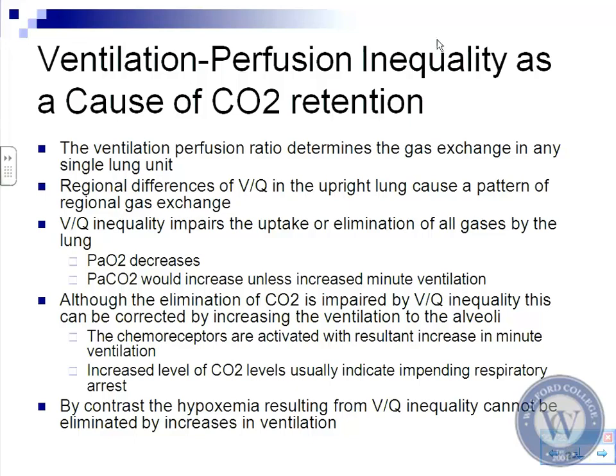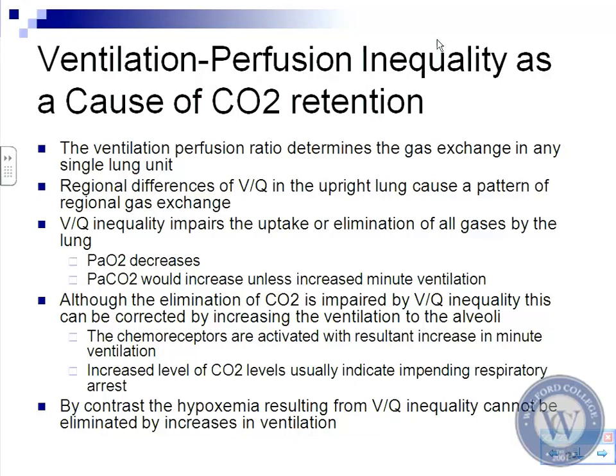The ventilation-perfusion ratio determines gas exchange in any single lung unit. And regional differences, an upright lung causes a pattern of regional gas exchange, which we talked about just a few minutes ago in that picture. And the VQ inequality impairs the uptake or elimination of all gases. So PaO2 decreases, and PaCO2 would increase unless there is an increase in ventilation. But most of the time, like I said before, CO2 is usually maintained because the chemoreceptors are activated, which results in an increase in ventilation.